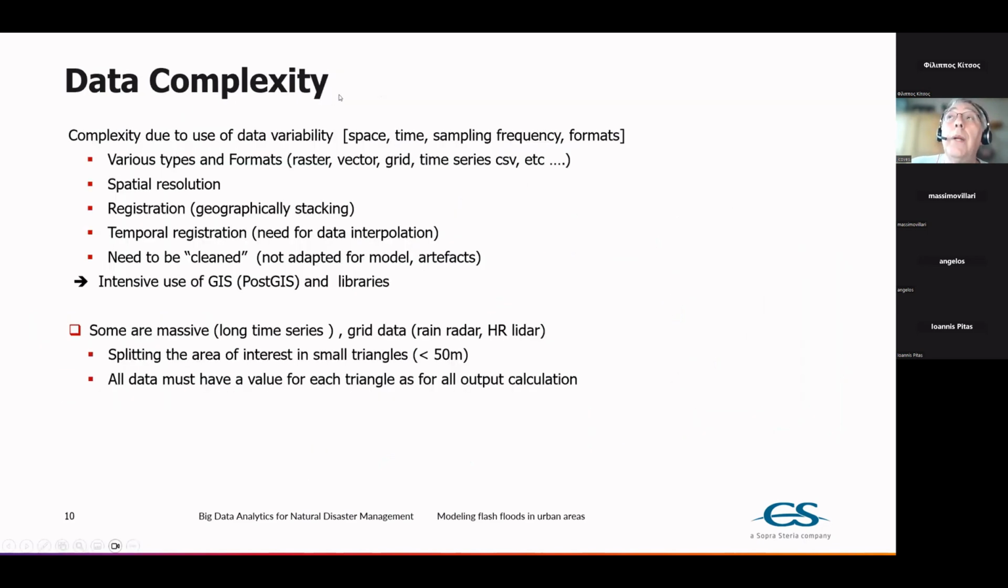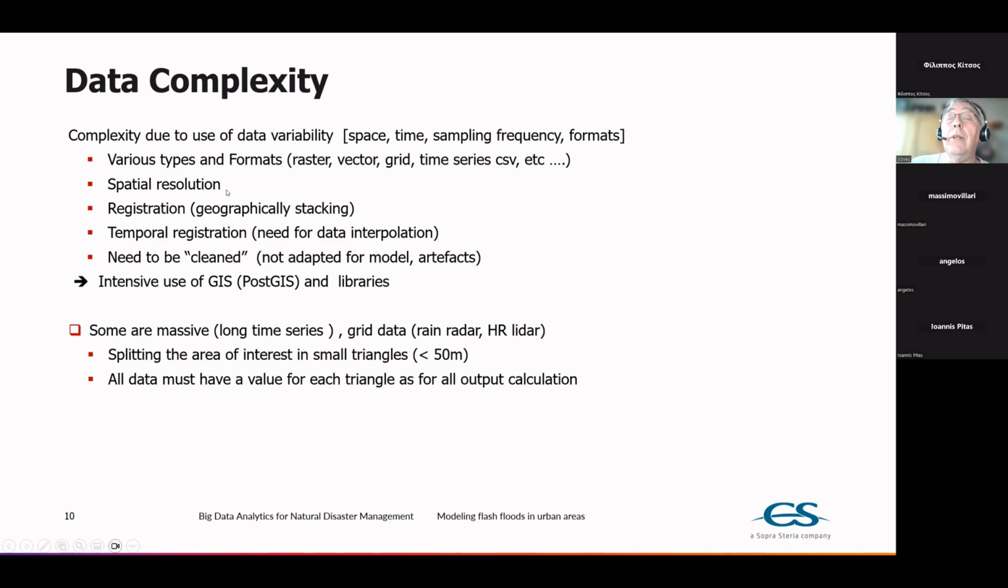A word about data complexity, because that was also one of the topics of the project, SpaceM: to process data with some complexity. In our case, we need to address data that are related to space, X, Y. Most of the time it's a time series with various sampling frequencies when we have sensors, and of course different formats. We have raster, vector, grid formats, time series, all kinds of computing formats.